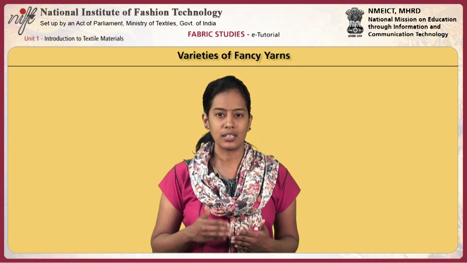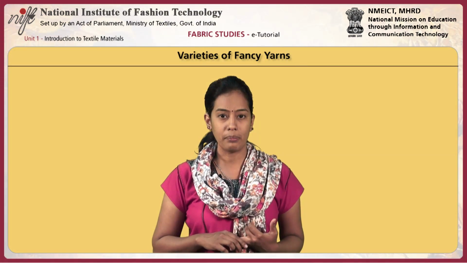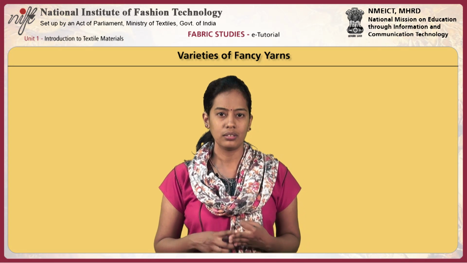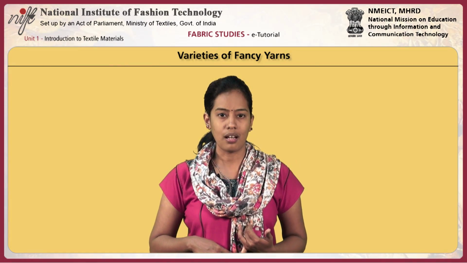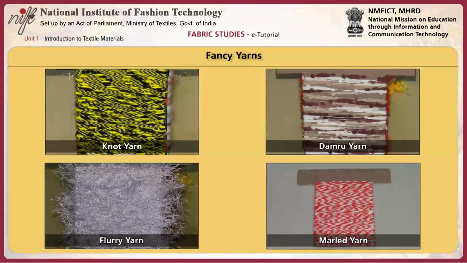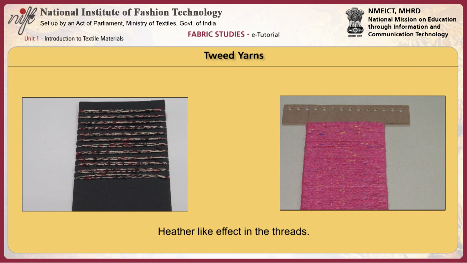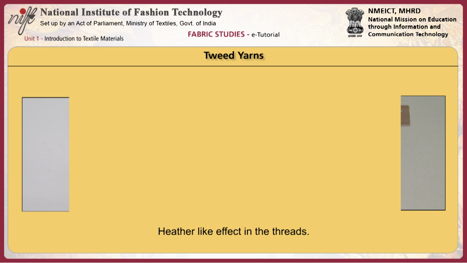Typical fancy yarns are tweed yarn, slub yarn, spiral yarn, bocal yarn, chenille yarn and metallic yarn. Knot yarn, damru yarn, flurry yarn and mulled yarn are examples of fancy yarns. Tweed yarns are spun yarns which have short colored fibers twisted into it. This creates a heather-like effect in the threads.